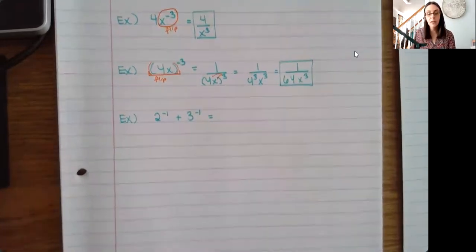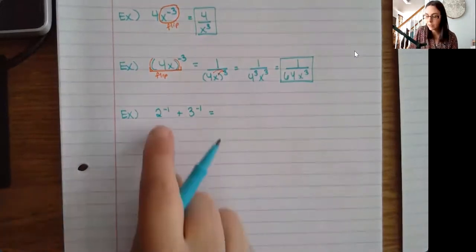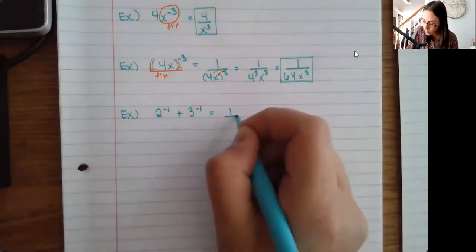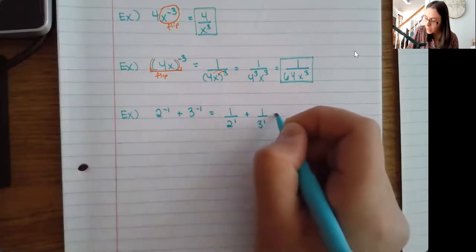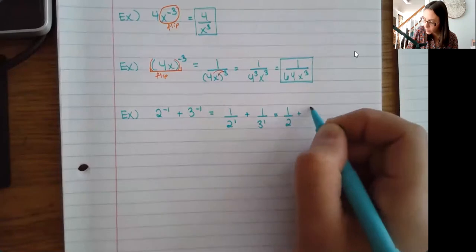Let's do something a little bit different. Let's say I have 2 to the negative 1 plus 3 to the negative 1. Well, each of those negative exponents has to get flipped down. So this becomes 1 over 2 to the 1 plus 1 over 3 to the 1. Now, 2 to the first power is just 2, and 3 to the first power is just 3.